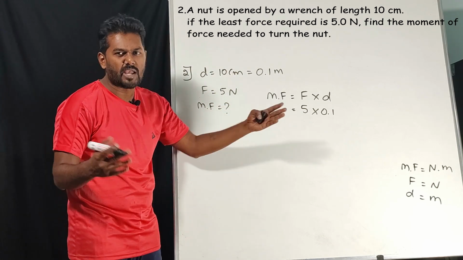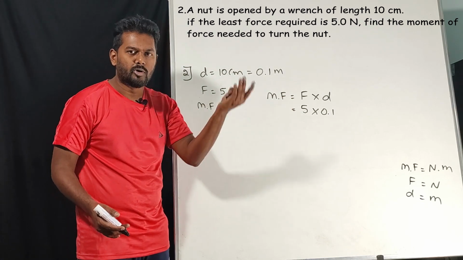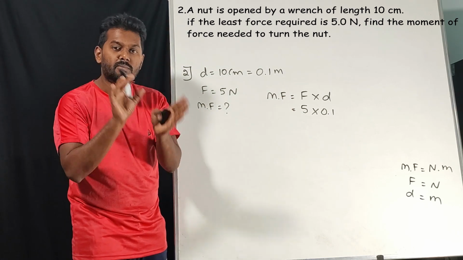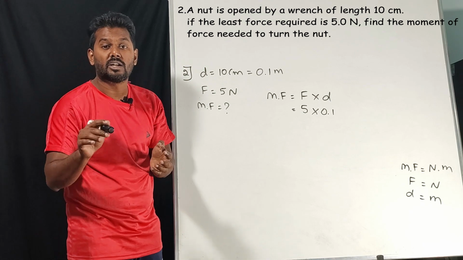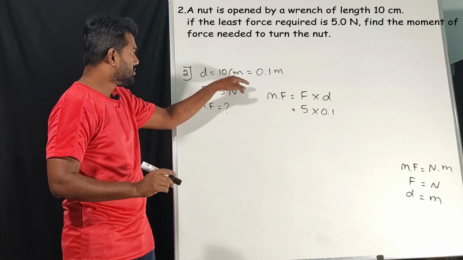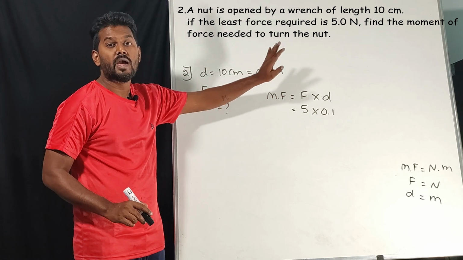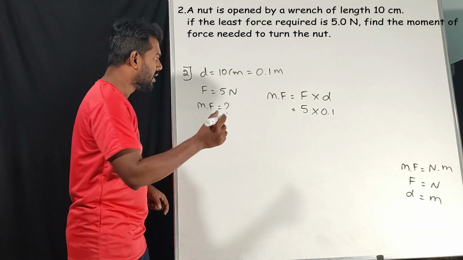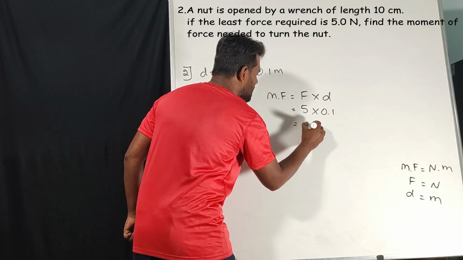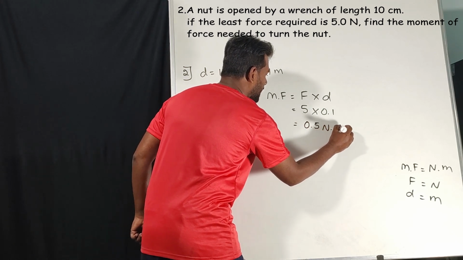See, this includes calculation. Whatever number you put, you will get some number, but whether the number is correct or not is very much important. So whenever, before substituting, you have to convert into SI units, then substitute. So 5 into 0.1 is 0.5 Newton meter.